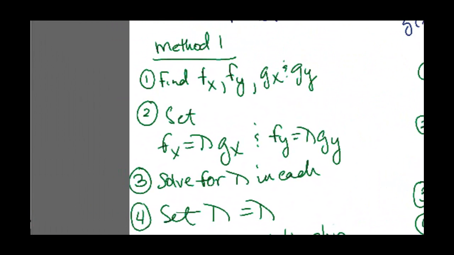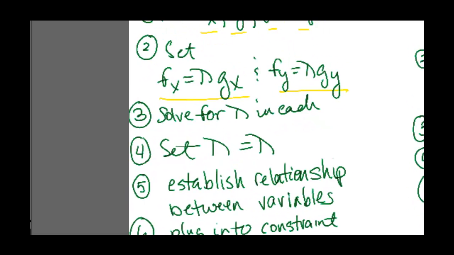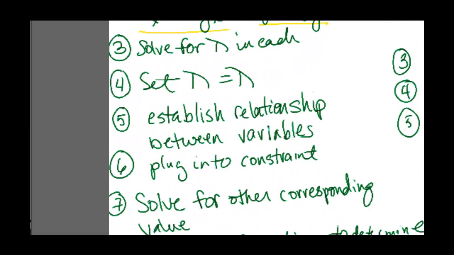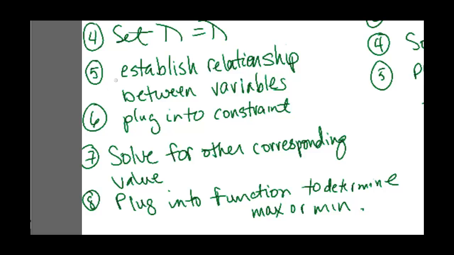Method 1 is quick and simple, to the point. You just take all the first order partials, fx, fy, gx, gy, and set these two relationships up. Fx is equal to lambda times gx, fy is equal to lambda times gy. Solve for lambda in both. Set lambda equal to lambda. Hopefully lambda equals itself. It's not having an identity crisis or anything like that. Establish a relationship between the x's and the y's.